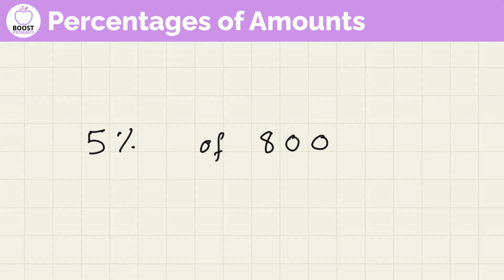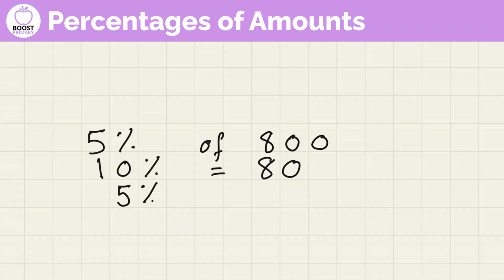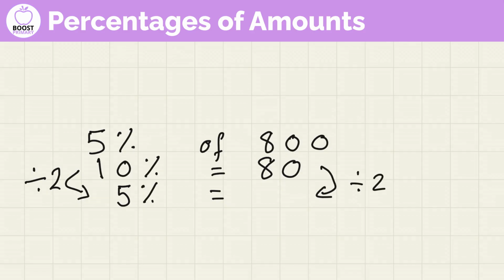My next question is 5% of 800. Once again, start off with 10%. 10% of 800 equals 80. This time we're going to scale downwards. 10 divided by 2 is 5. So 80 divided by 2 is 40. 5% of 800 equals 40.